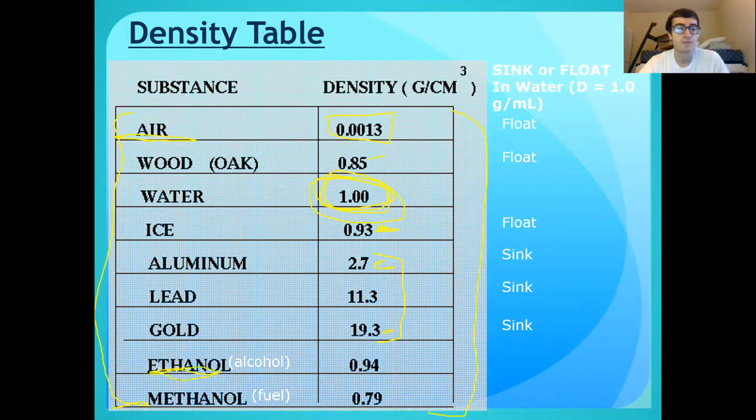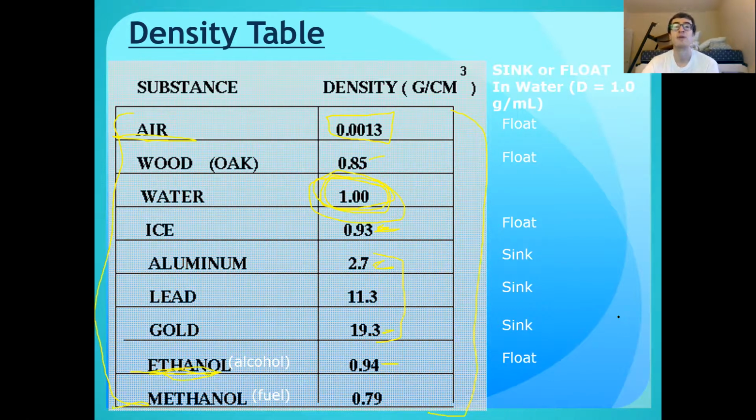So ethanol is the alcohol that you normally get in your drinks. So things like wine, beer, liquor, the ethanol in there is the alcohol that you're drinking. Ethanol has a density of 0.94, which means that ethanol will float on water.